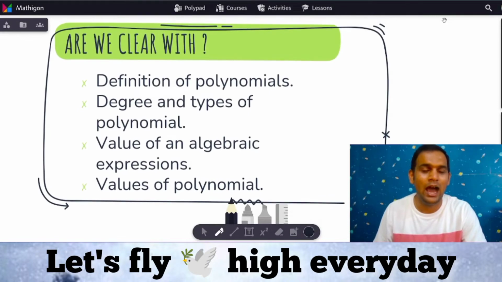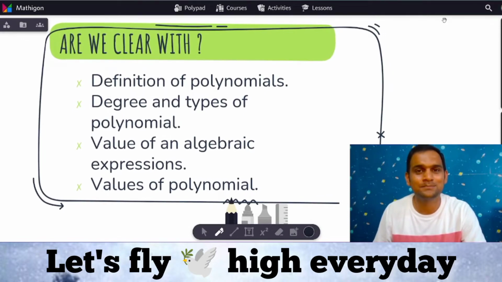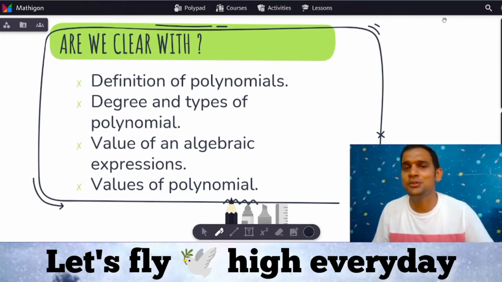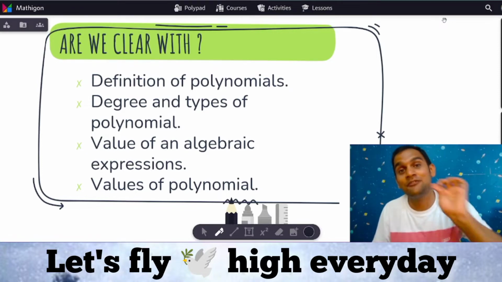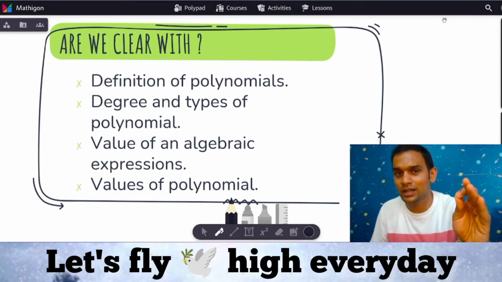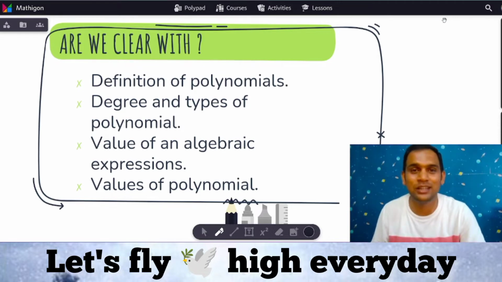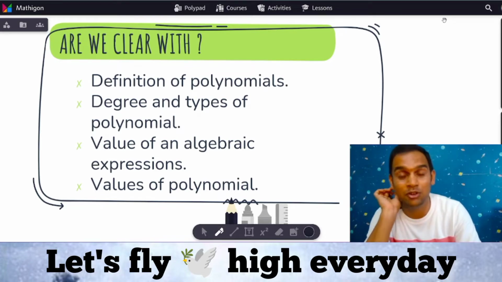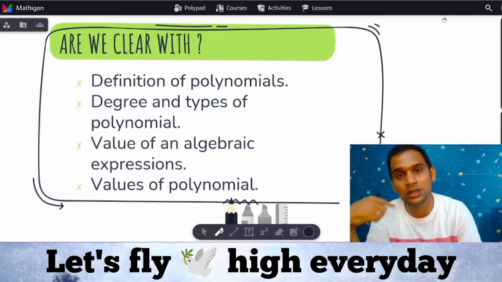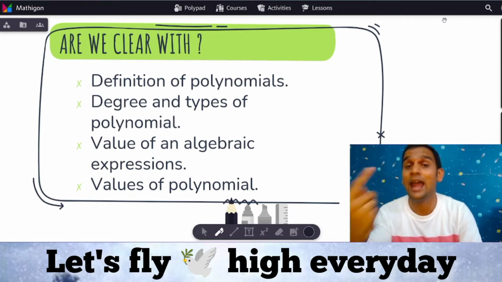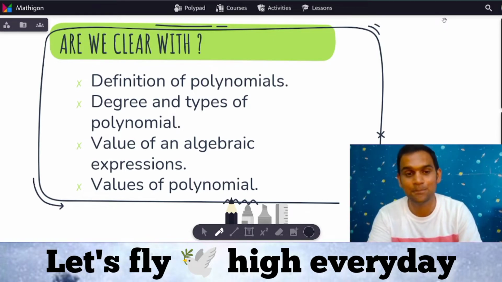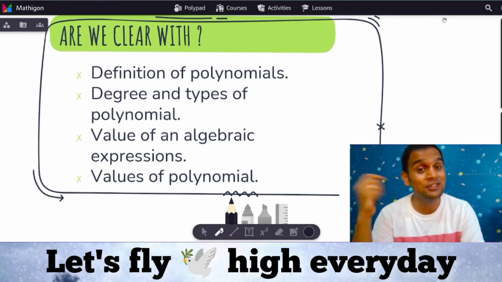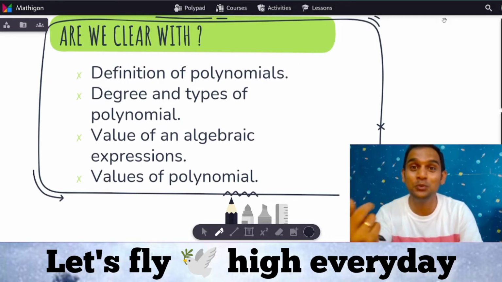So first of all, are we clear with the definition of polynomials? Polynomials are algebraic expressions where the variables are raised to the power. What kind of powers? Whole numbers. Absolutely correct. And obviously we have several terms in that. Even we have constant polynomials. Are we clear with degree and types of polynomial? Degree is the maximum power to which it is raised. And types of polynomials we have divided on the basis of terms as well as on the basis of degrees. The third point, are we clear with the value of an algebraic expression? What do we understand by that?